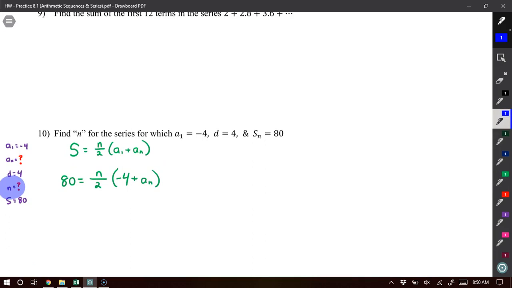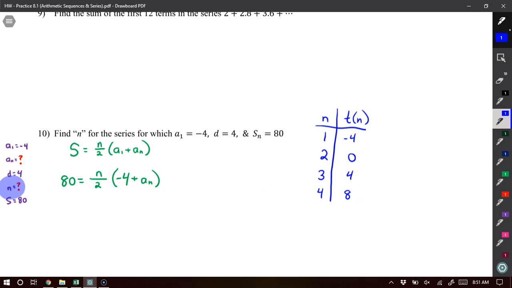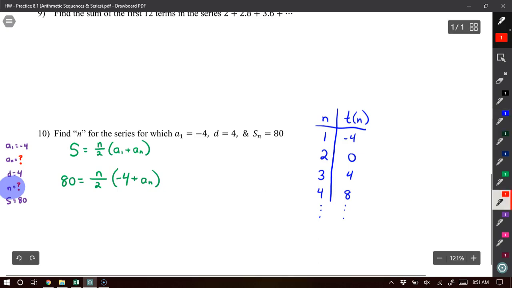So the way we did this before is we set up the table, we have our position and we have our term at that position. So the first term is -4, my difference is +4. If I were to write out my sequence, it would look like that, and then dot, dot, dot. We don't know where we're stopping, but I'm trying to find out if I add them, when do I get to 80? But let's write the equation.